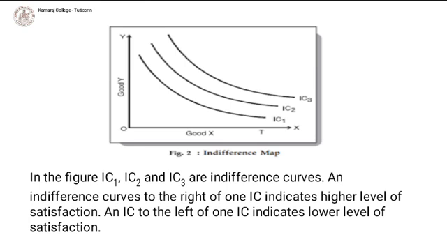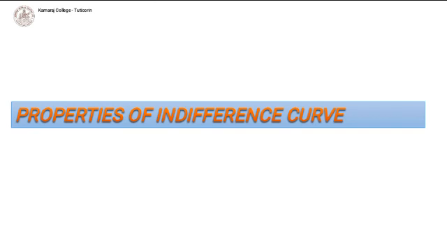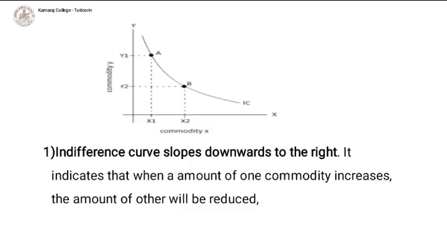What are the properties of an indifference curve? The first one: an indifference curve slopes downwards to the right. It shows that the consumer's consumption of more of one good leads to the sacrifice of another. In this figure, the indifference curve slopes downwards from left to right. It indicates that more of X can be consumed by giving up some consumption of Y.